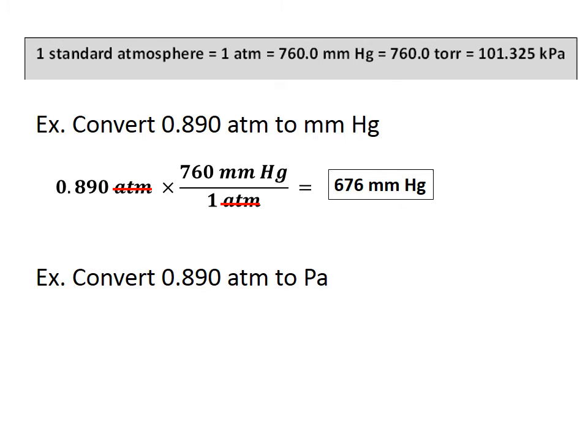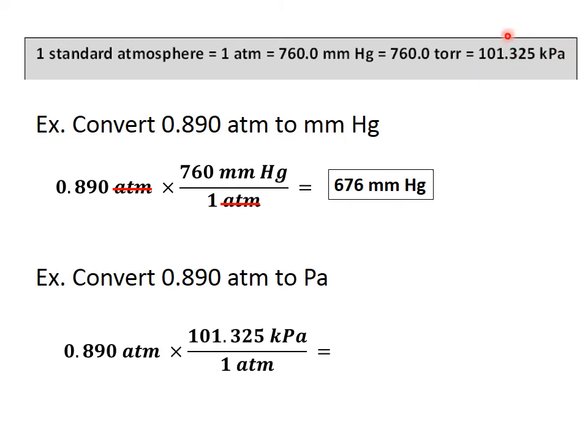So we have to look, what is the relationship here? Okay, and we know that 0.89 atmospheres can be converted to pascals. In this case, we're going to go to kilopascals. There are 101.325 kilopascals in one atmosphere, as we determined from this relationship we're given. Again, our atmospheres will cancel, and we get 90.2 kilopascals, or we can convert it to pascals as we were asked, and get our answer.